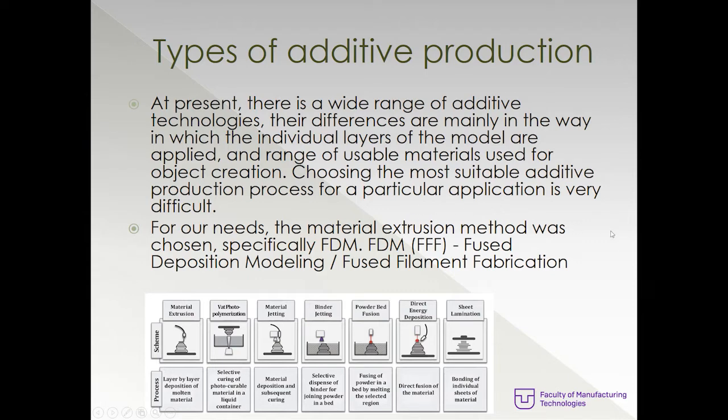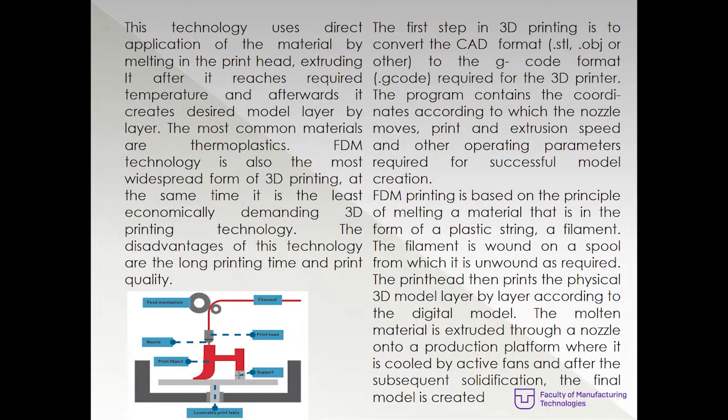For our needs, the material extrusion method was chosen, specifically FDM, Fused Deposition Modeling. This technology uses direct application of the material by melting it in the print head, extruding it after it reaches the required temperature, and afterwards it creates the desired model layer by layer. The most common materials are thermoplastics. FDM technology is also the most widespread form of 3D printing. At the same time, it is the least economically demanding 3D printing technology. The disadvantages of this technology are the long printing time and printing quality.